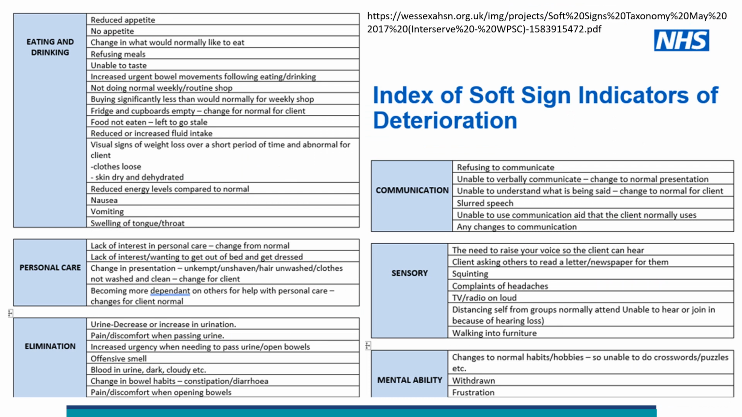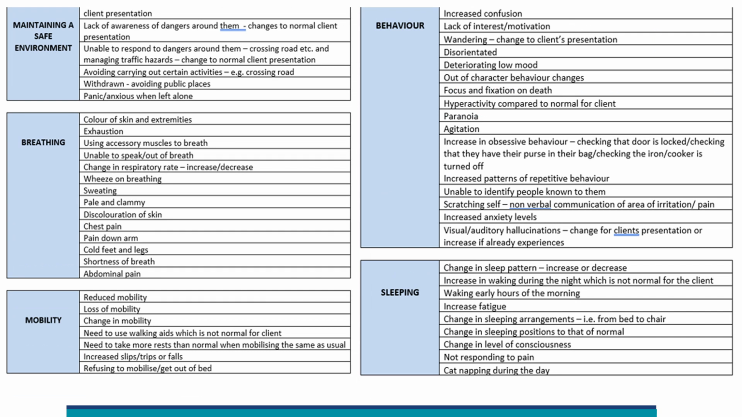Here is an index of soft sign indicators of deterioration. We may not always word them in this way, but I'm sure we can recognise a number of these, either in people we care for, or maybe even in ourselves when we've been unwell. A PDF copy of this index is available alongside this presentation.